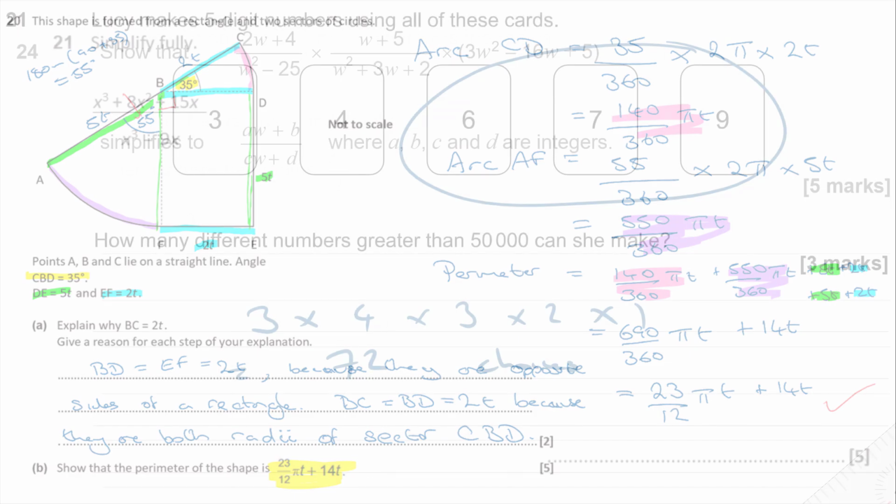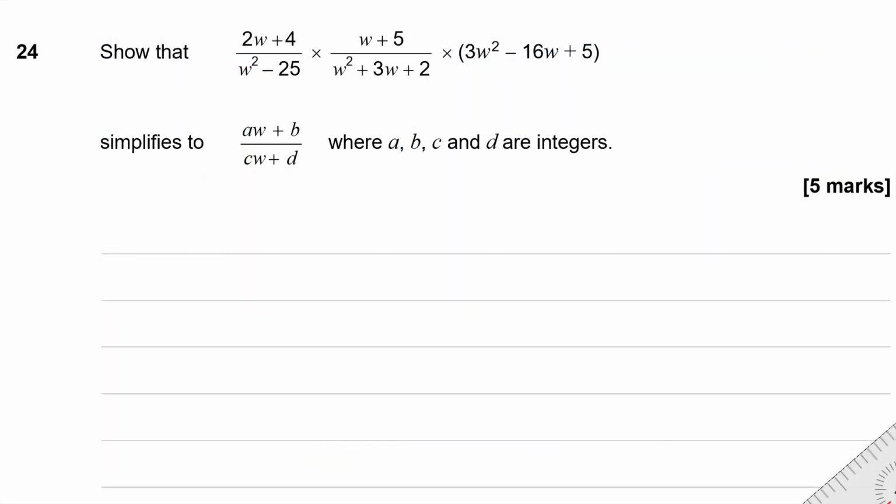It's correct. So we get to finish off the paper with a 5-mark algebraic fractions question. What joy. Okay, so we've got a complex looking pair of fractions multiplied together, and we need to show that it simplifies to a slightly nicer looking algebraic fraction.